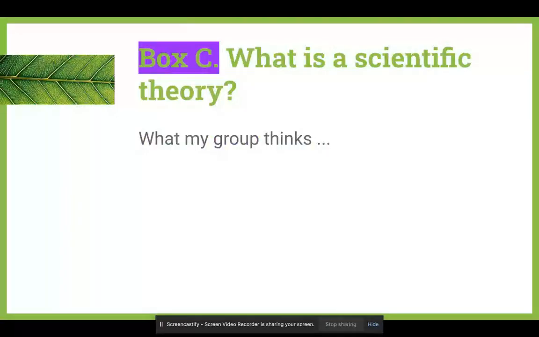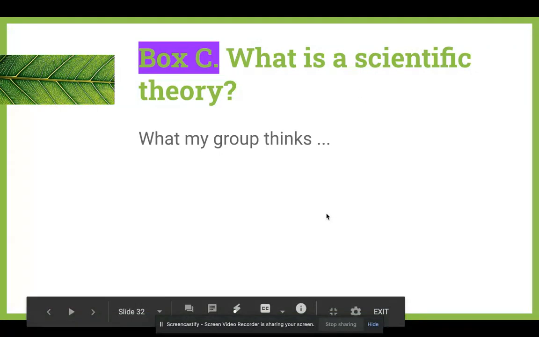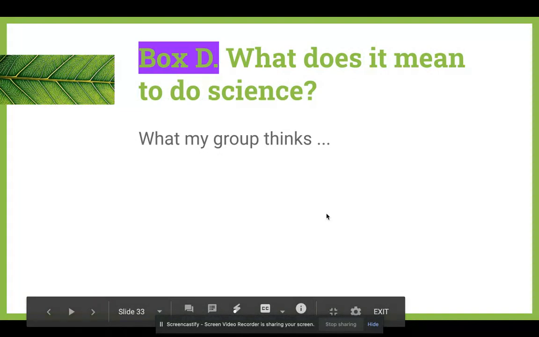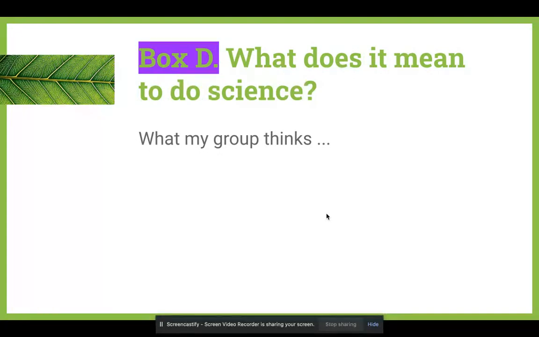Okay, box C. We are going out of order because these are the things you need to be discussing with your neighbor. So what is a scientific theory? Talk to your partner. What do you think a scientific theory is? Type up your notes. Make sure you pause the screen because I'm going to keep going. Okay, so box D. What does it mean to do science? You're going to fill out the what my group thinks portion.